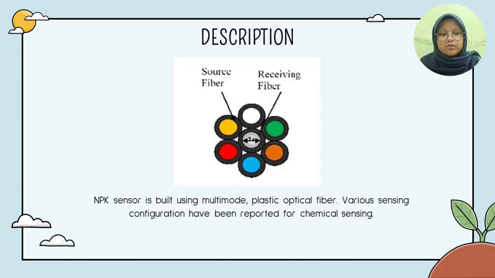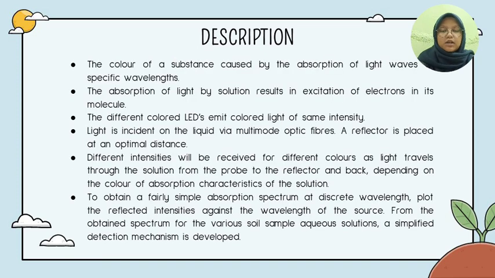This diagram shows that NPK sensor is built using multi-mode plastic optical fiber. Various sensing configurations have been reported for chemical sensing. The color of a substance is caused by the absorption of light wave of specific wavelengths. The absorption of light by solution results in excitation of electrons in its molecule.